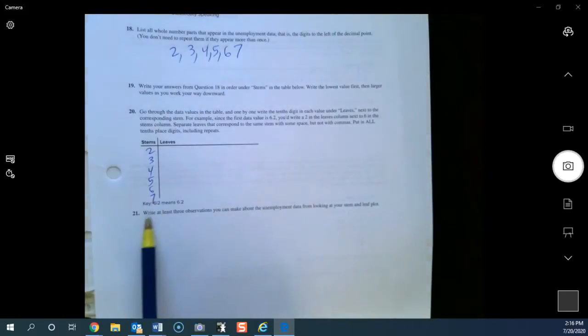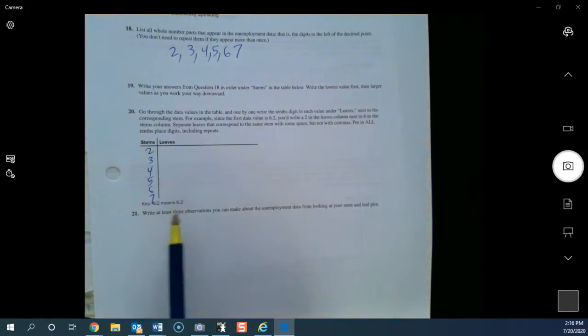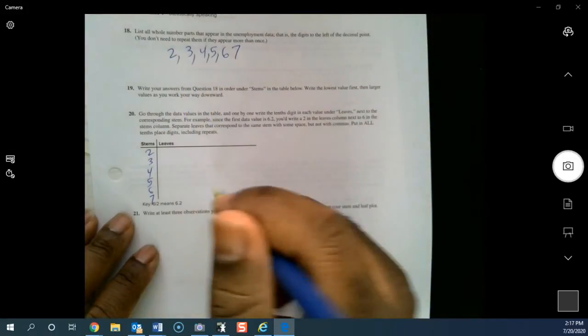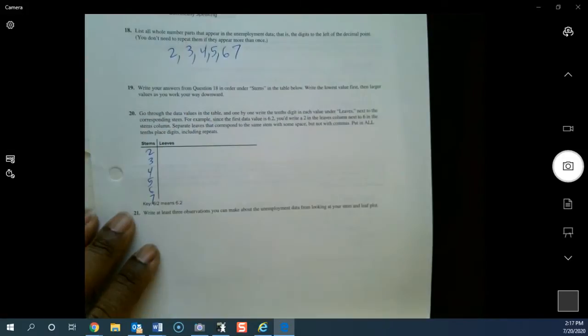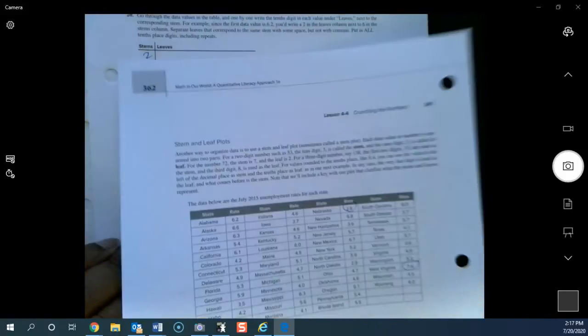Now the key tells you here, this 6 | 2, the 6 is the stem, the 2 is the leaf, means 6.2. So now, here comes a critical part. And I'm going to tell you this. I'm just going to give you the answer because that is a lot of data to try and go through right now. The leaves are, if we look at all the numbers that are 2s, and I'm going to show you this here, all the numbers that have the ones place as a 2.